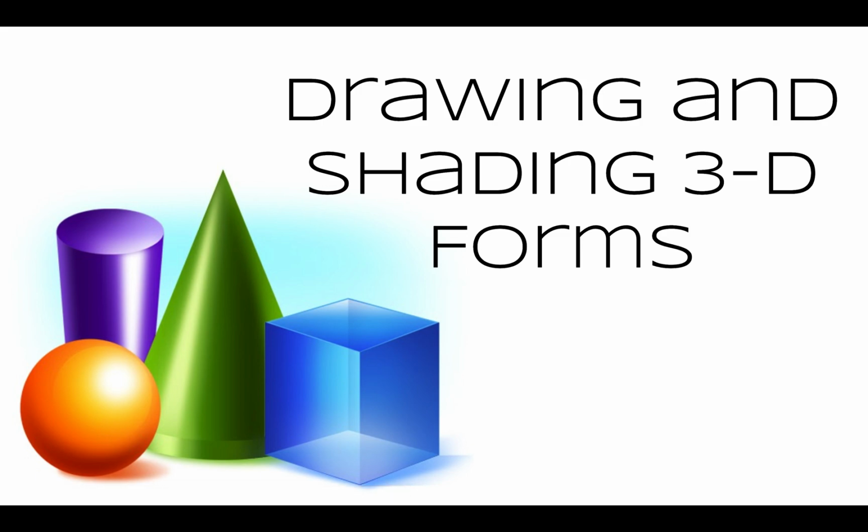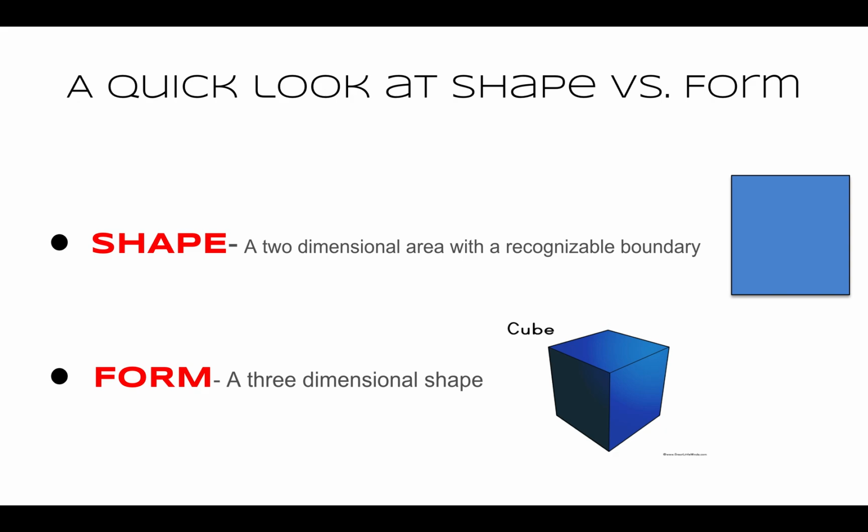Drawing and shading 3D forms. So first we need to look at the difference between a shape versus a form. A shape is a two-dimensional area. It has a recognizable boundary. We say a shape has length and width, okay?